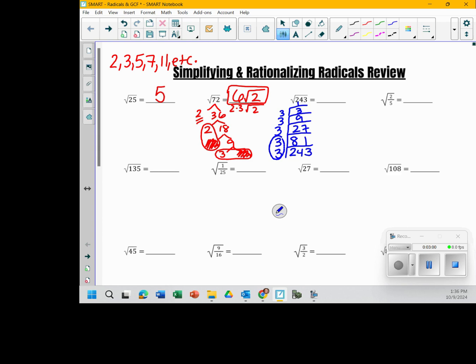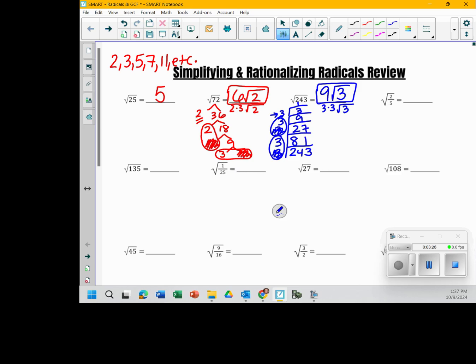We're still going to pair things off with only 1 from each group coming out. So I have 3 times 3 coming out front. And then I have this 3 left inside. So square root of 243 is the same thing as 9 square root of 3. Okay, so exact same approach, you just build upwards instead of downwards.